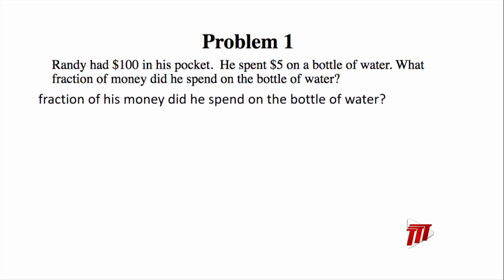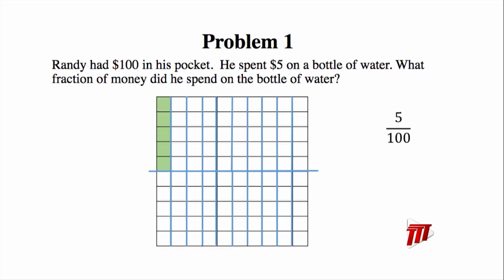So this on this slide is what we have shown on our grid, and it represents 5/100ths of the money that Randy used from his pocket to purchase the bottle of water. As you will see, I have shaded 5 of the little squares. There's 100 squares on this grid, and 5 is shaded to show 5 out of 100. Now, the question asks for the fraction.